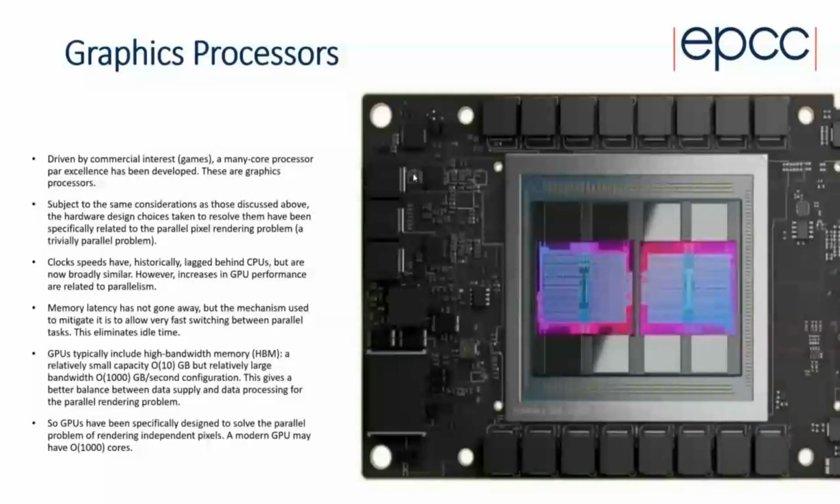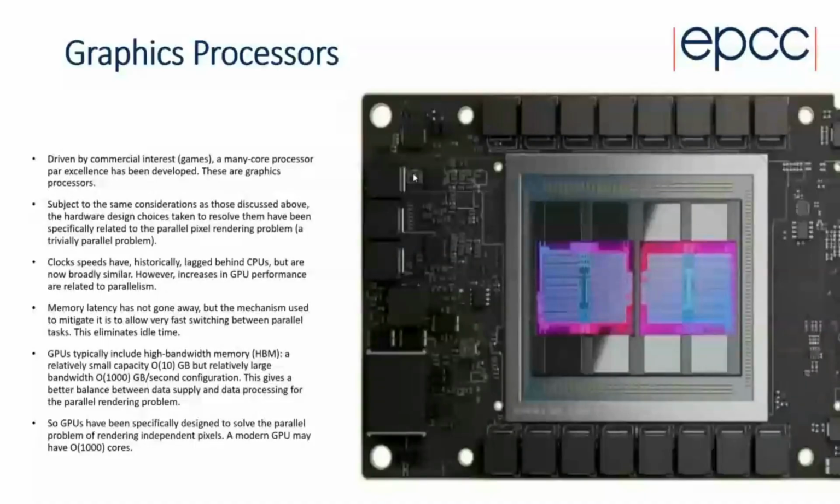They're subject to exactly the same considerations as we've just discussed. The hardware design choices resolve them differently, and started out by trying to solve the values of pixels on screens concurrently, because they're entirely independent work. The clock speeds, as I mentioned, have traditionally lagged behind, but are now broadly similar. I think the latest generation Hoppers are something like 1.9 gigahertz, whereas the ARCHER2 CPU is running at 2 point something. So they're not that far behind anymore.